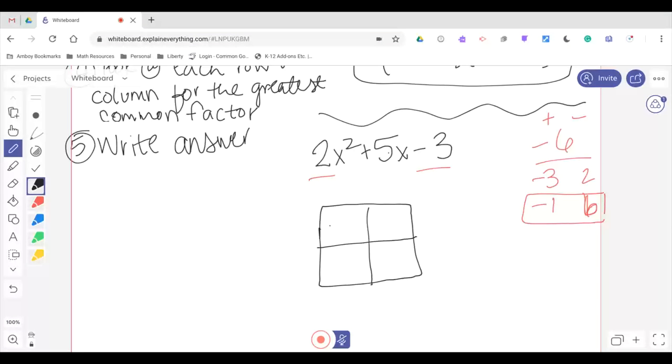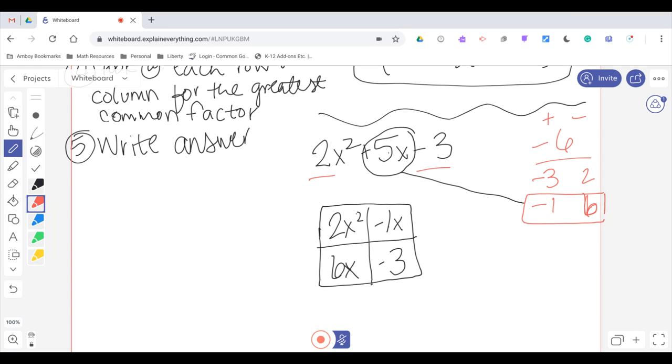Where I'm going to put 2x squared from the top and negative 3 also from the top. And then in my other two boxes, I'm going to use the negative 1x and the 6x. You do have to include x on those. Okay, because remember, they're splitting up that 5x. Now I'm going to go through each row and each column and say, what can I pull out?